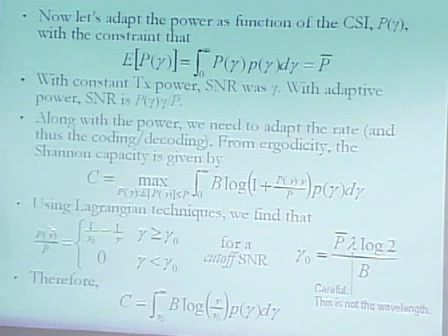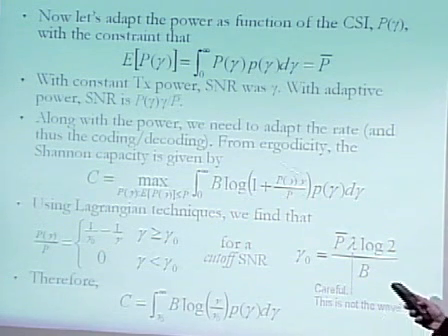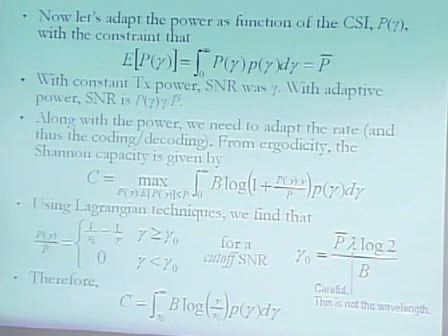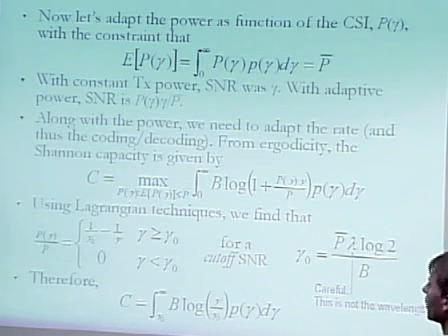And if we plug this solution into this integration, what comes out is this modified integration, which now integrates from gamma 0 to infinity as opposed to from 0 to infinity, because below gamma 0 we're not using the channel, we're just shutting it off. That's why the integration doesn't go below gamma 0.